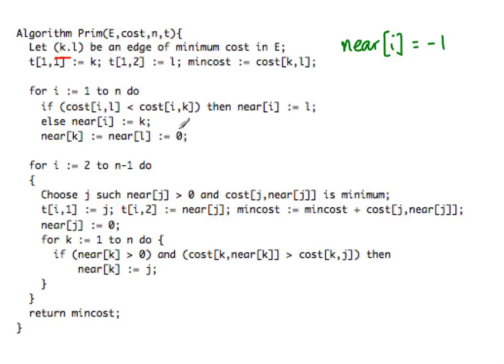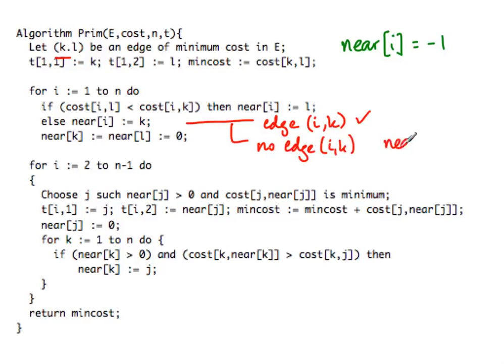If so, you set it to L. Otherwise, you blindly set it to K. So now there are two possibilities. There is an edge from I to K, which is the good case. But if there is no edge from I to K, you will still get near of I assigned the value K. Okay, so there is a spurious possibility that near of I is pointing to K even though there is no edge.